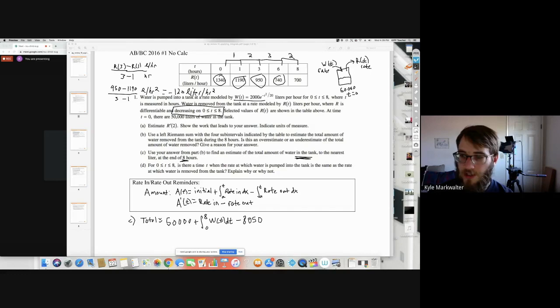And the last question, pretty good one. From 0 to 8, is there a time when the rate at which water is pumped into the tank is the same as the rate at which the water is being pumped out of the tank? So, how do we approach this? This becomes kind of interesting here.